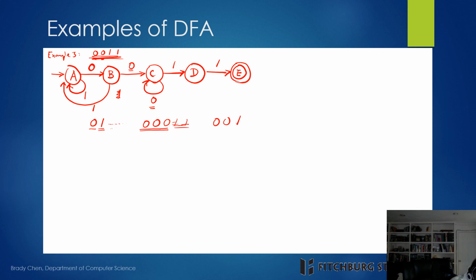But what if we get a 0? Once we are in state D, but we get 0 as our next input, that means we got 0, 0, 1, 0. That's not good, right? We want to build 0, 0, 1, 1, but we got 0, 0, 1, 0. So what are we going to do? We have to roll back.